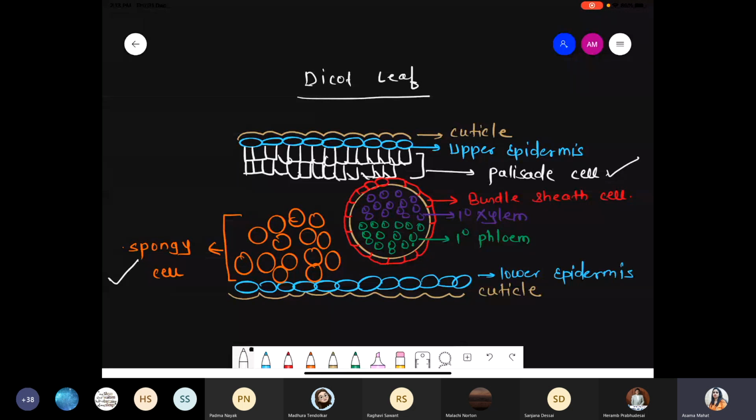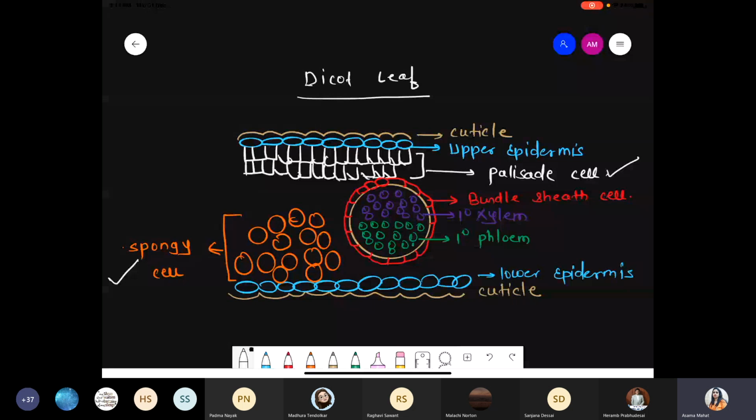Spongy cells are oval or spherical in shape and loosely arranged, with a low number of chloroplasts. That's why, when we observe the lower side of the leaf, it is a faint, light green color.